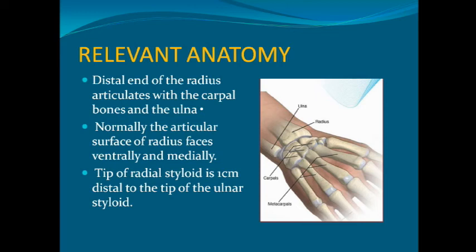So what is the relevant anatomy? The radius articulates with carpal bones, and the ulna articulates with the radius. The tip of the radial styloid process is 1 centimeter distal to the tip of the ulnar styloid. So between the tip of radial styloid and the tip of ulnar styloid process, it is 1 centimeter; radial styloid is more below.